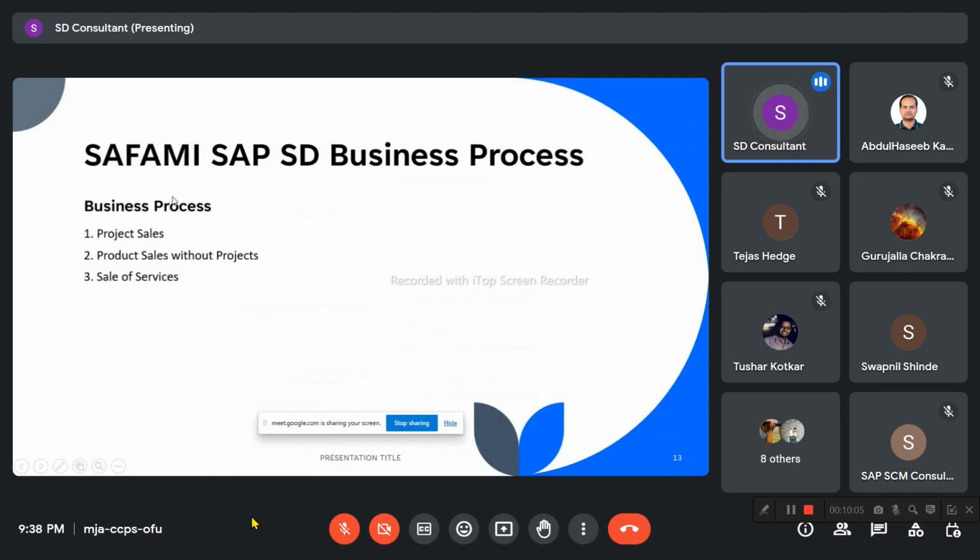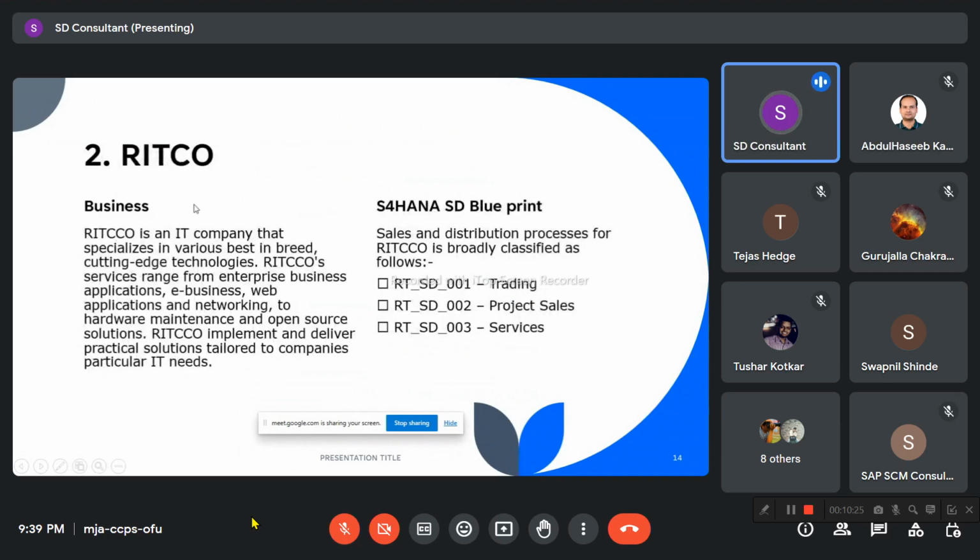And the major sales processes used here are, as I already showed in the previous slide, number one, project sales as part of the PS module, number two, the actual sales scenario of sales order, delivery and billing, and number three, sales of services. Again, it will be part of the CS module. And next one is RIDCO.